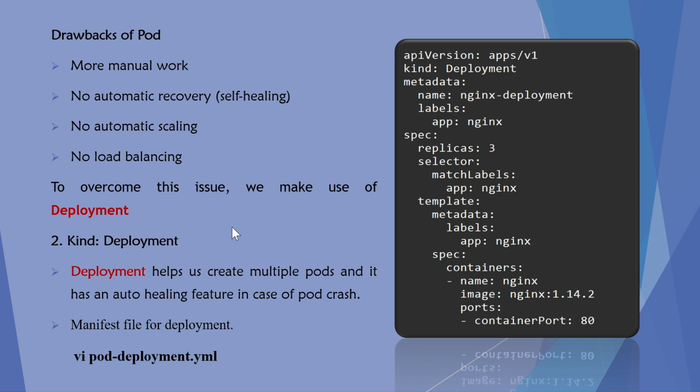These are all the drawbacks of pods. To overcome those issues, we make use of deployments. The next kind is deployments. Here we can create multiple pods, and it has an auto scaling feature in case of pod crashes. So let's go and create a manifest file for deployment.